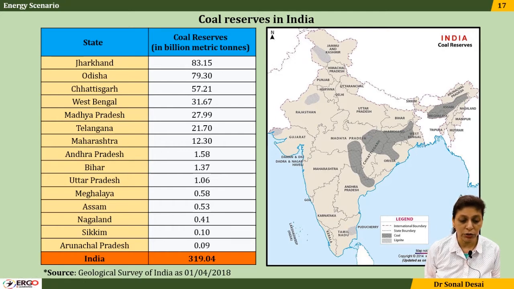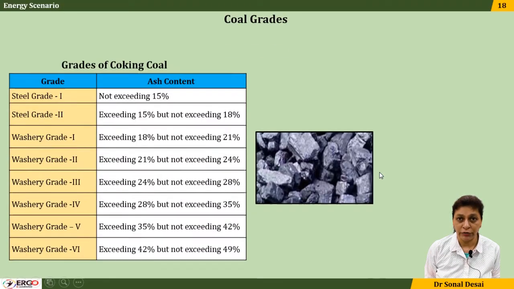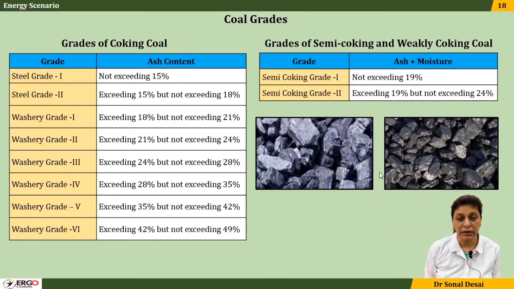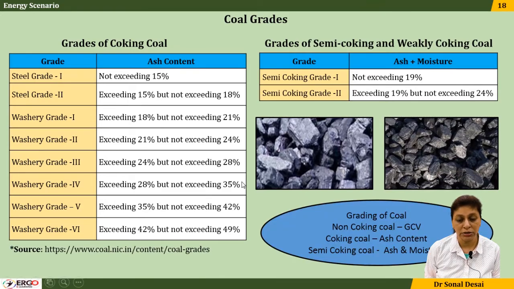The total availability is distributed in these states accordingly, and on the Indian map this coal availability is shown. Dark color indicates more availability. Coal is graded into different varieties by three methods: based on gross calorific value, based on ash content, and based on ash and moisture content. Based on whether the coal is non-coking, coking or semi-coking, the coal distribution or gradation is done.